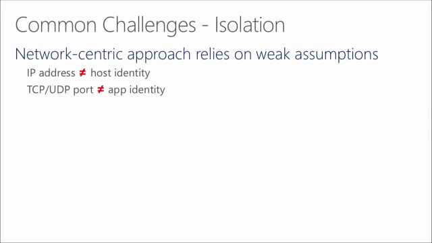The network-centric approach really relies on a couple of very weak assumptions. The first is that an IP address is a host identity, which only really works in a static IP world, and only if an adversary does not have the ability to spoof an IP, and an adversary does have that ability. The second weak assumption is that a TCP or UDP port is an application identity, and that's frequently proven wrong, where most protocols tunnel over 443 or TLS, for example.